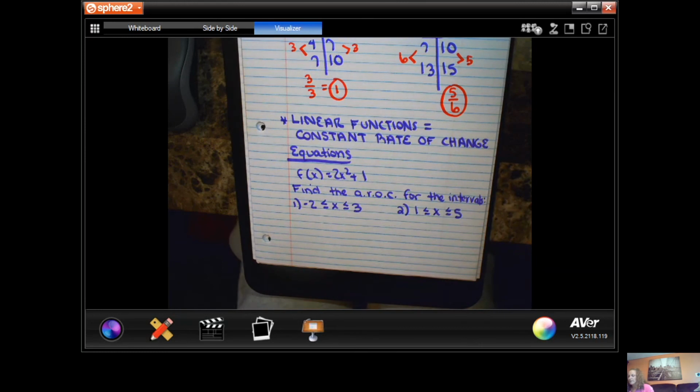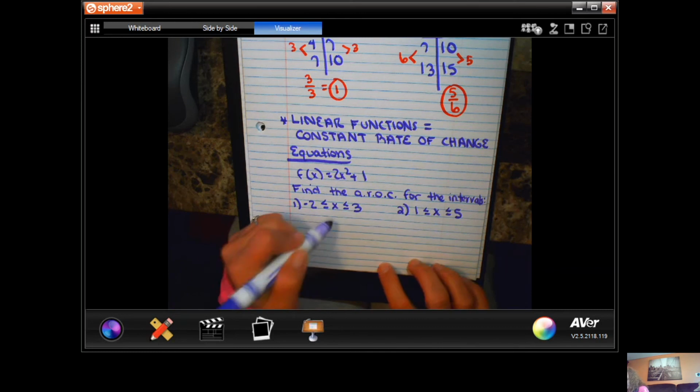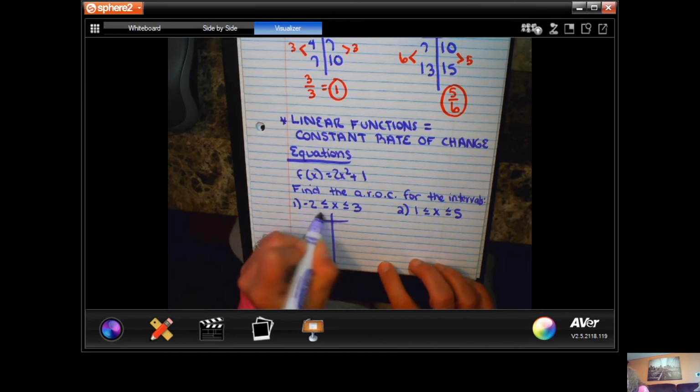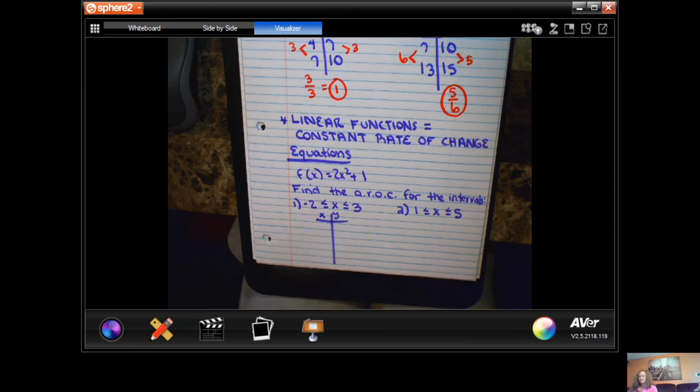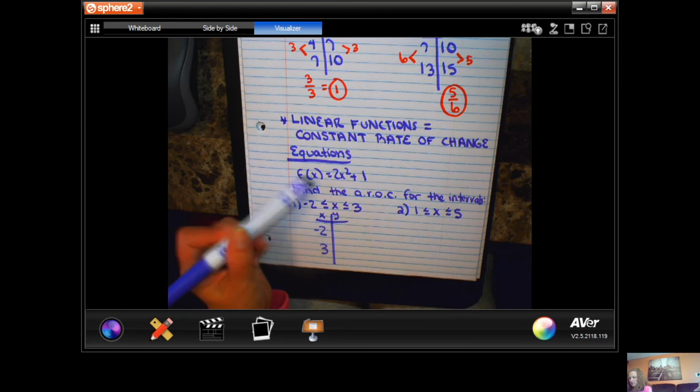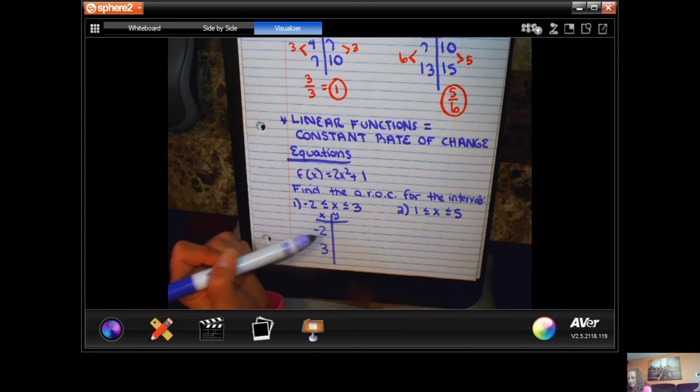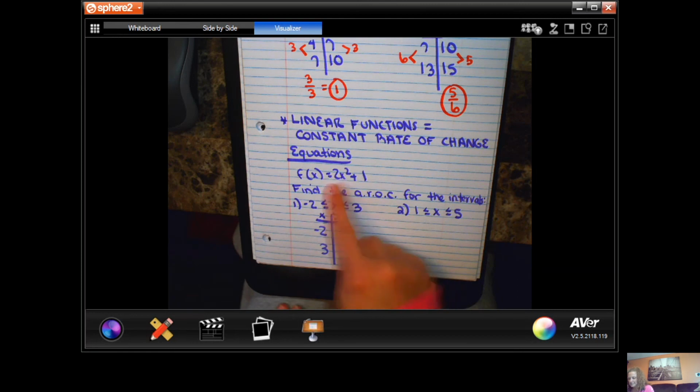So this is what we do. Like I mentioned before, to find the average rate of change, we're going to make a table. So these are our x's, so -2 to 3. Do you know how we would find the y value that goes with these x's? Well, remember, y is the same as f of x. So all we would have to do is plug in 2 times x squared plus 1. We'd have to change these x's.